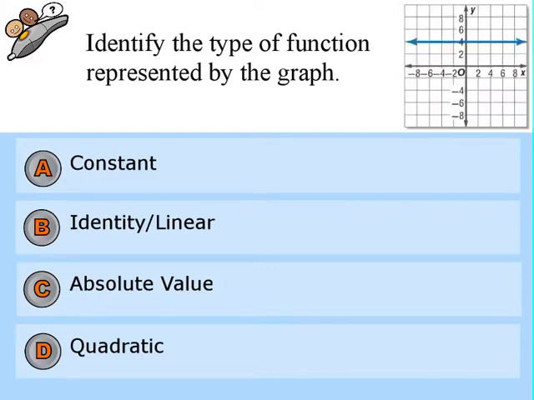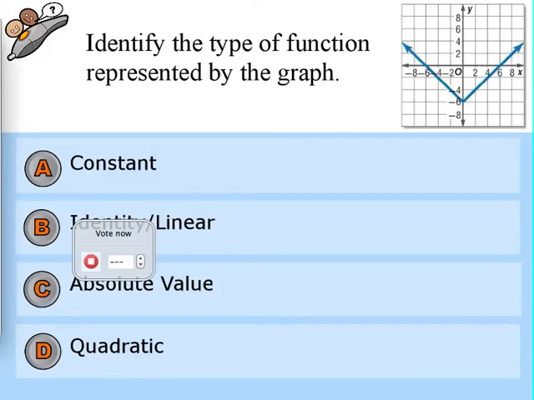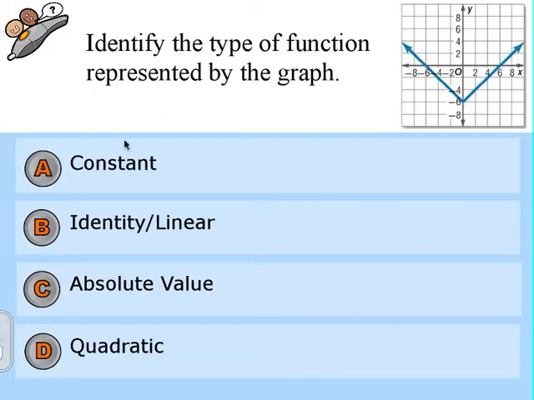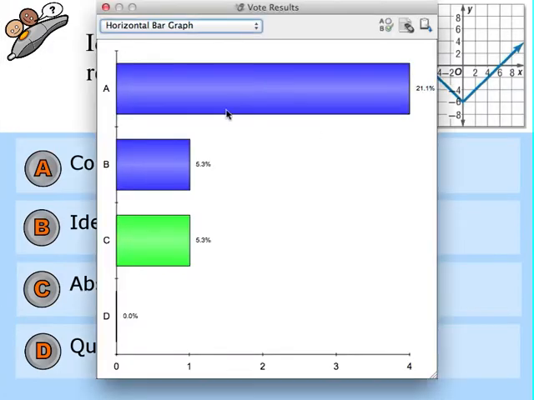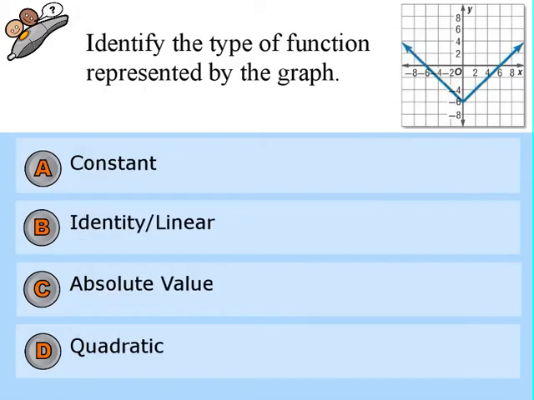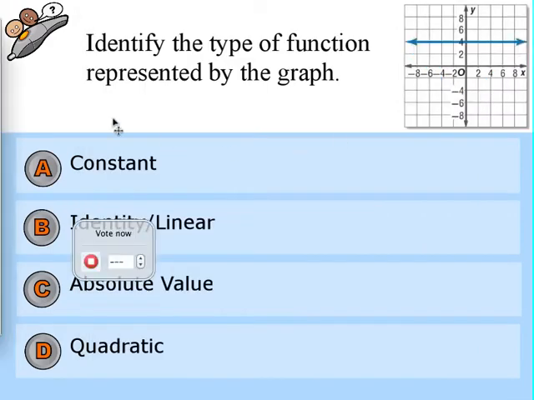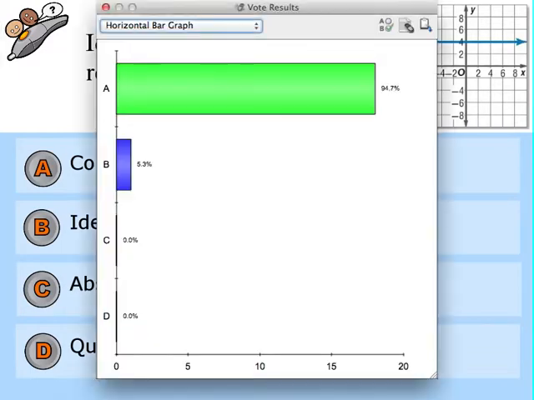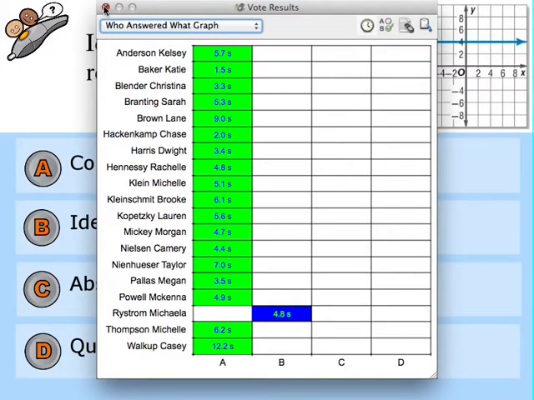Let's look at this one. Identify the type of function represented by the graph. Didn't we just do that one? Oh, just a second. Okay, well, we won't do that one again. Sorry, I must have hit back. Let's go back, because I know this is the one that we hit and then I hit back. There we go. Identify the type of function represented by the graph. And the answer is A, it's a constant function.